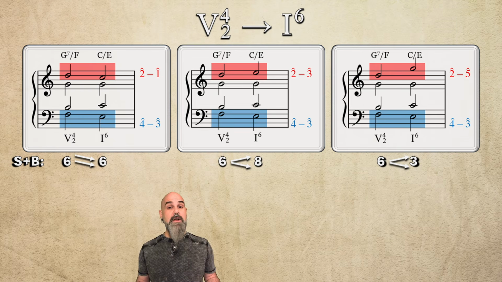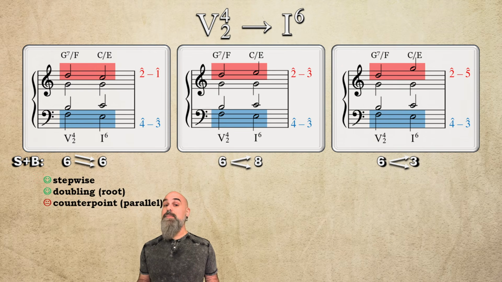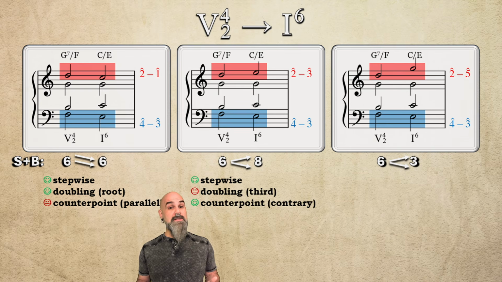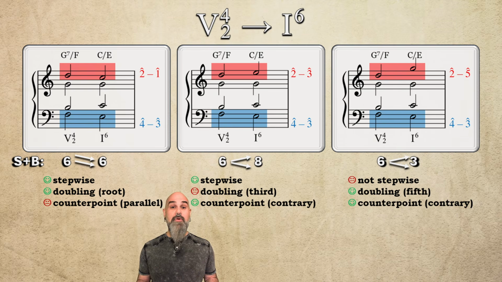The doubling is better, but of course, this is the only non-stepwise option. That's why I think all three options are equally common. 2 to 1 is stepwise and has the best doubling, but it has the least interesting counterpoint. 2 to 3 is also stepwise and has good counterpoint, but has the worst doubling. And 2 to 5 has good counterpoint and good doubling, but is not stepwise.